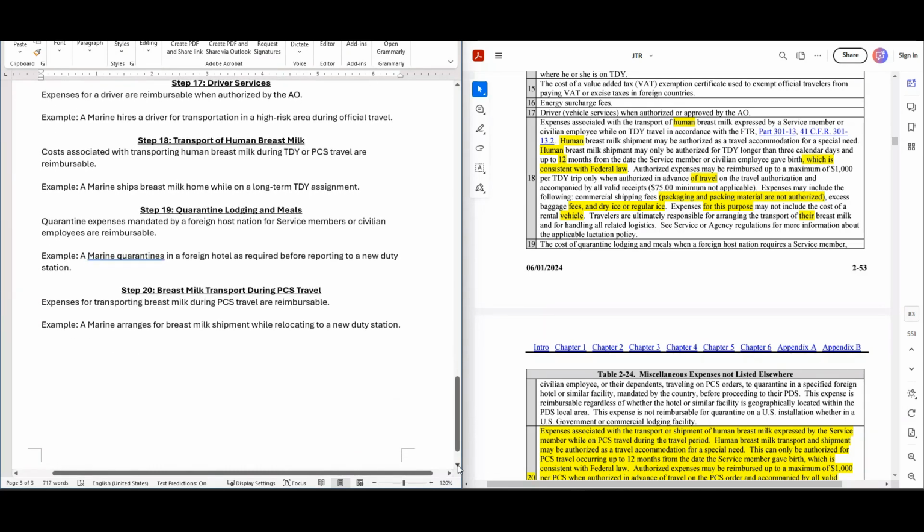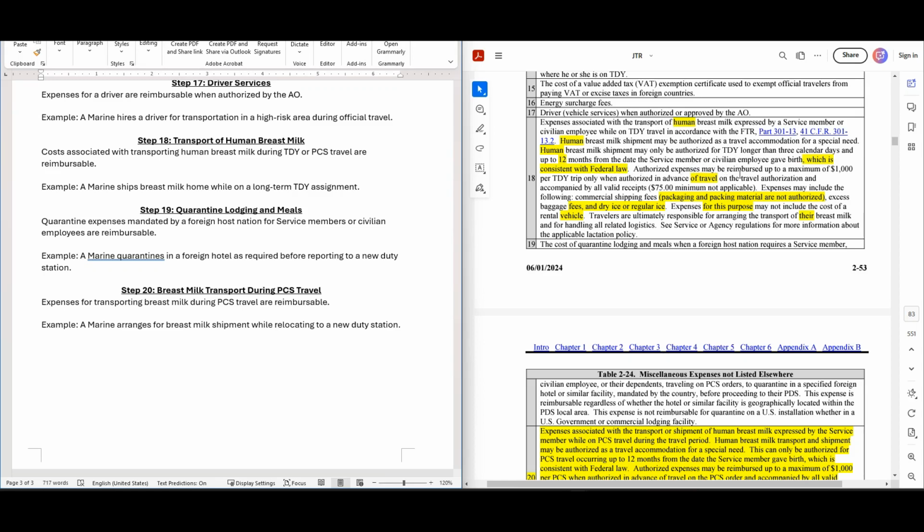So 18 is a pretty interesting one. Expenses associated with the transport of human breast milk expressed by the service member or a civilian employee while on TDY travel, in accordance with the Foreign Travel Regulation. That's the FTR that you have there, and you have the paragraphs. Human breast milk shipment may be authorized as a travel accommodation for special needs. It may only be authorized for TDY longer than 3 calendar days and up to 12 months from the date the service member or civilian employee gave birth, which is consistent with federal law.